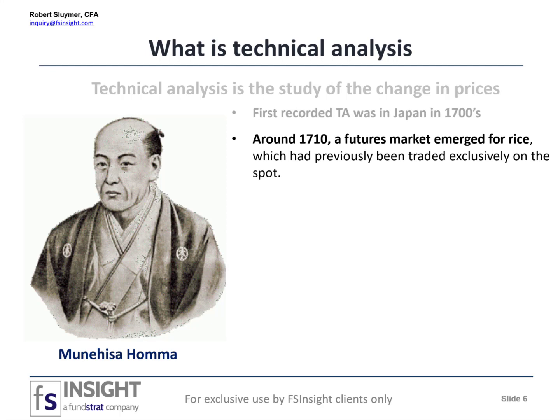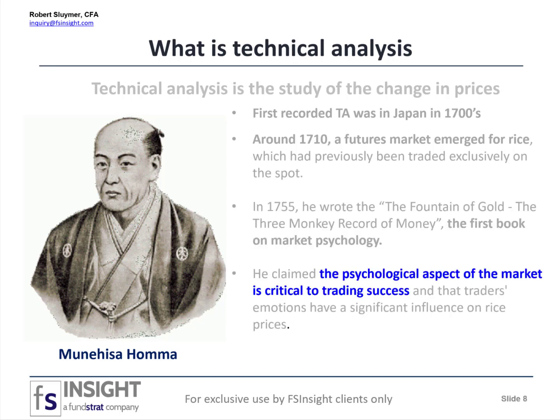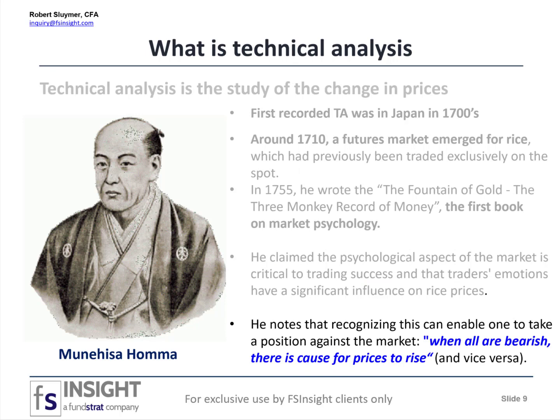In 1710, a futures market emerged for rice. And by 1755, he had written a book which is actually considered the first book on market psychology. He noted that the psychological aspect of the market is critical to trading success, and when all are bearish, there is a cause for prices to rise. So he was one of the first to articulate that markets bottom when everybody is bearish and there are no more sellers left. It's one of the cornerstones of technical analysis in terms of identifying extremes or turning points.